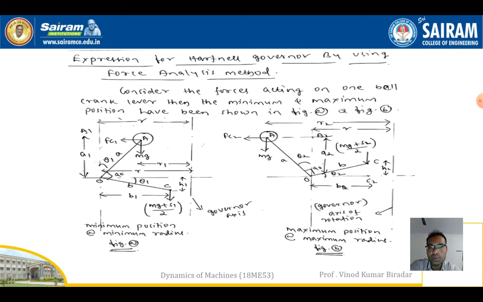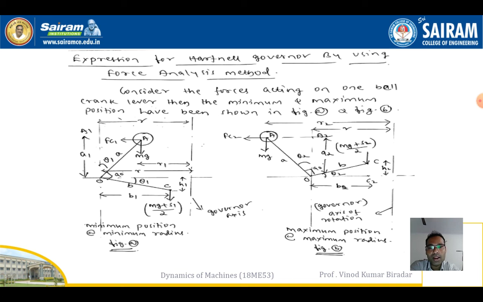Now come to the sleeve movement. When it comes down, that distance OC is called the total lift, that is, the height. The axis I have shown on the right-hand side is called the governor axis. In the middle of this diagram I have taken only half of the bell crank lever of the Hartnell governor. Hence we are going to consider here mg plus S1 divided by 2.